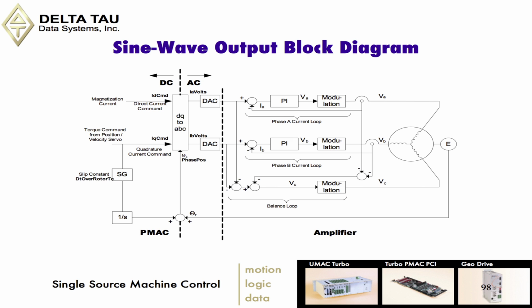A typical sine wave output block diagram shows the direct current command that we have, the magnetization current, and then our torque command going into the DQ to ABC converter, and we just output two sinusoidal DAC signals, with the current loop being handled inside of the amplifier.